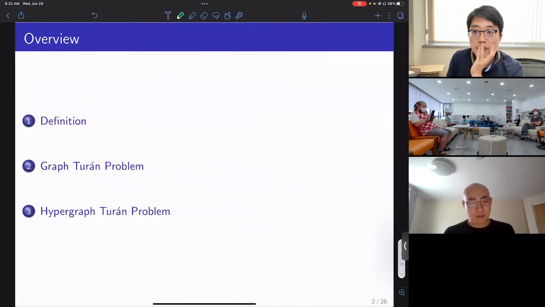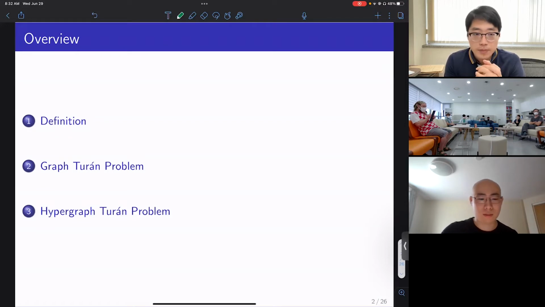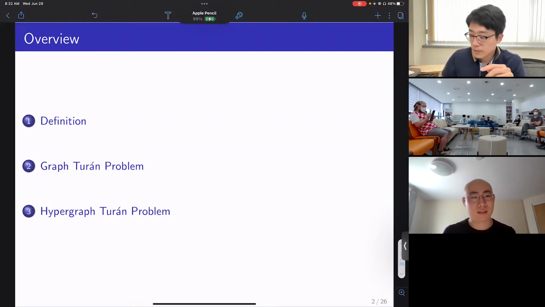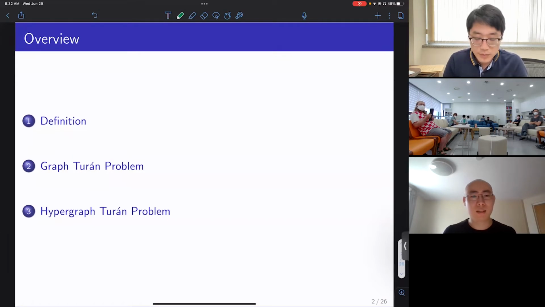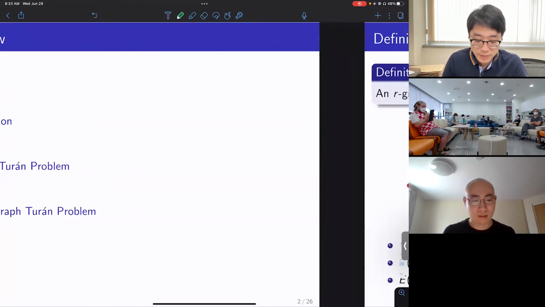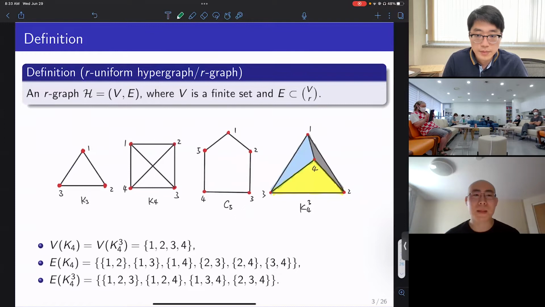Okay. So basically two parts in this talk. First is a review of what happened in the graph world. And the second part is about the hypergraphs. What's the difference between graph and hypergraph? So let's start with some basic definitions.